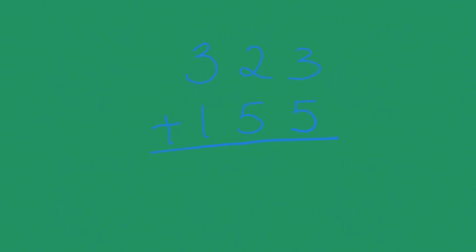Alright, for those of you that got it, let's check your answers. And for those of you that did not get it, let me explain how this is done. On the right side, you have the units. On the middle side, you have the tens. And the final column on the left gives you the hundreds section.